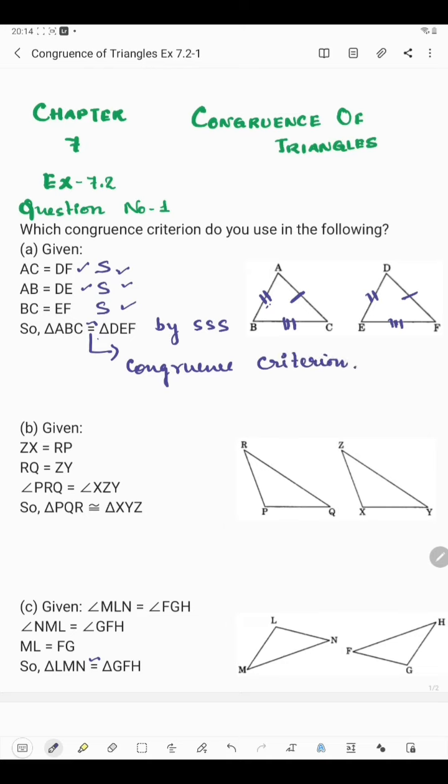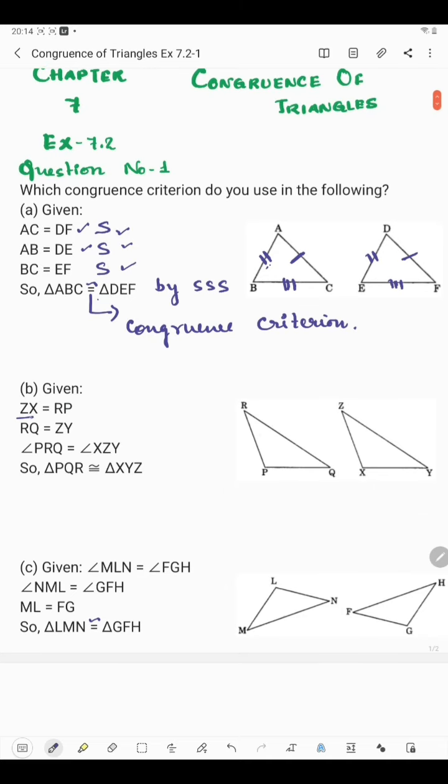Now coming to part B. In part B we have ZX is equal to RP. So ZX means this side of triangle XYZ, and RP is the side of triangle PQR. Here we have one line, that means this symbol represents this side and this side are equal. Next we have RQ of triangle PQR, this side is equal to ZY. So this and this are equal.